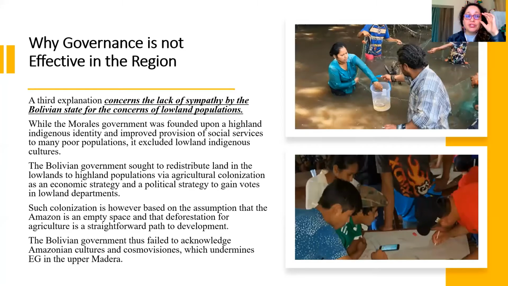The third explanation concerns the lack of sympathy by the Bolivian state for the concerns of the lowland population. The Bolivian government was founded upon a highland indigenous identity and an improved vision of social services for many poor populations. It excluded the lowland indigenous culture. The Bolivian government sought to distribute land in the lowlands to highland populations via agricultural colonization as an economic strategy and a political strategy to gain votes in the lowland departments.